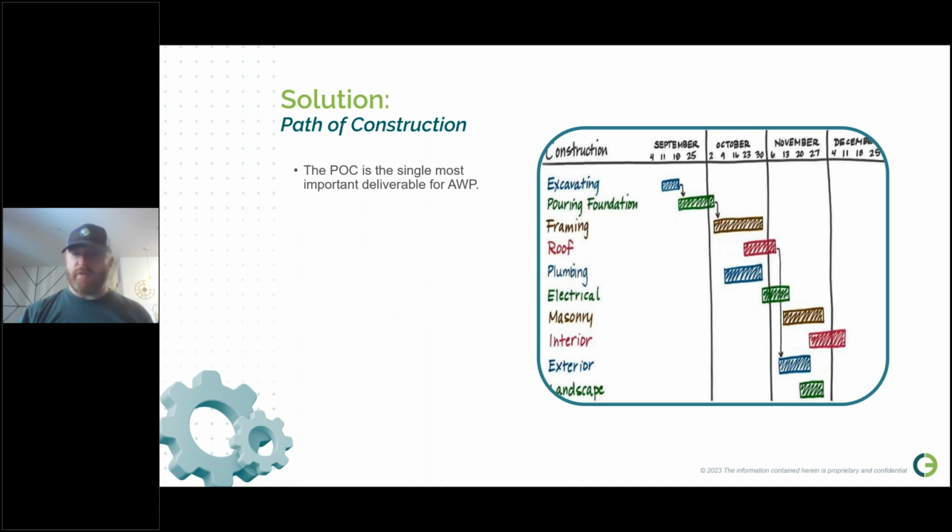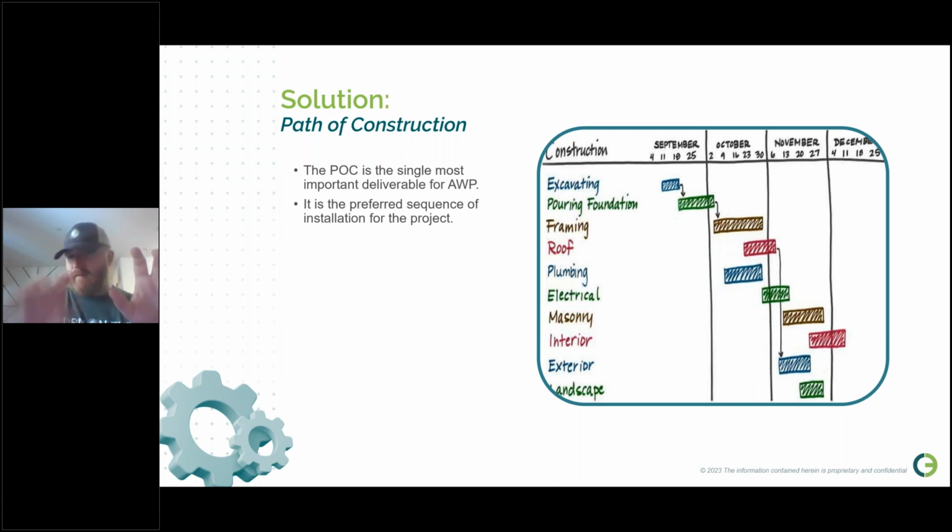So the path of construction is the most important deliverable for AWP. If you do not get a good understanding early in the sequence of how you want to build it, your AWP setup is always going to be somewhat flawed. So what is the preferred sequence of installation? Like I mentioned earlier, is it we want to build from north to south, left to right, up to down, whatever that sequence is.